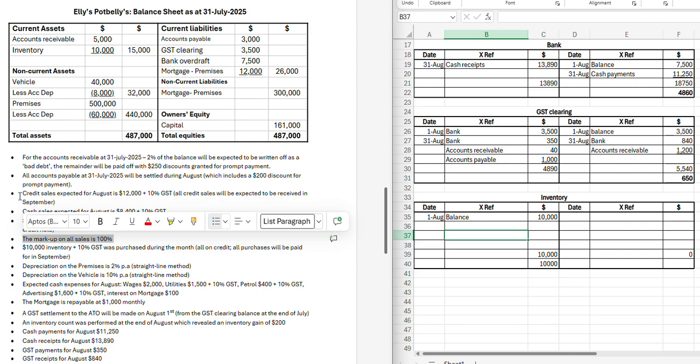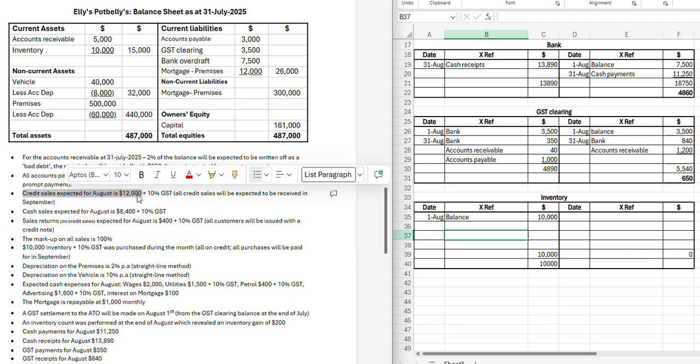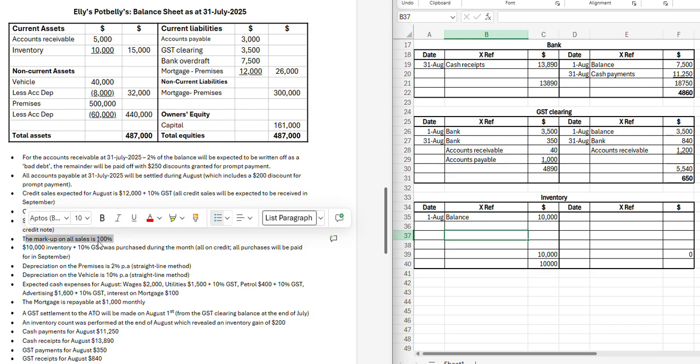So if we go to this first sale here, credit sales is 12K. So therefore our cost of sales on that will be 6K. 100% markup means if we bought it for 6K, we added 100% markup. 100% of 6K is 6K. So you'd add those two together, you get 12 grand in revenue. So again, just remember, whenever you've got 100% markup, your cost of sales will always be half your revenue.